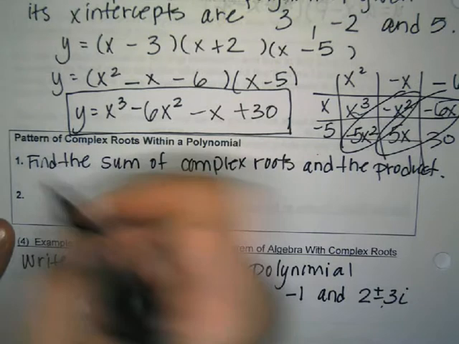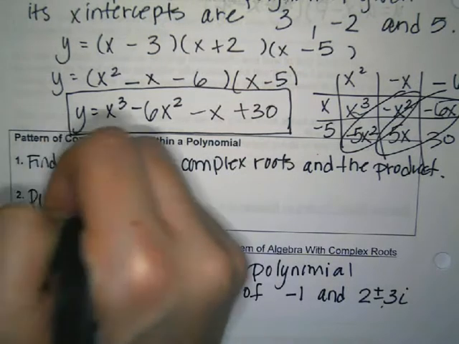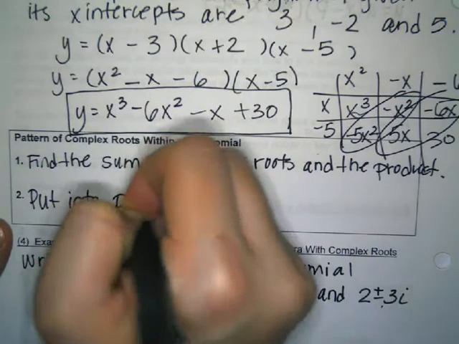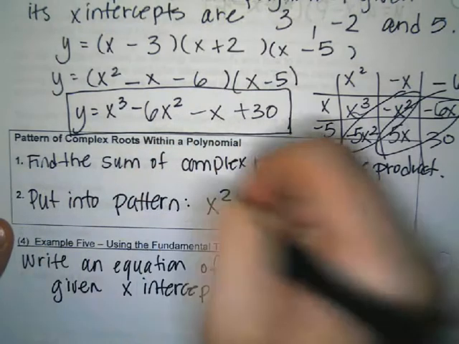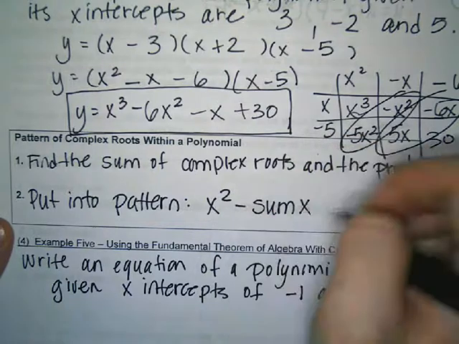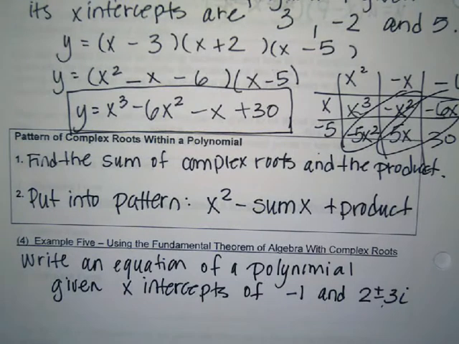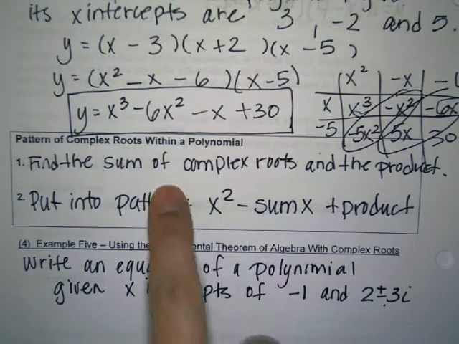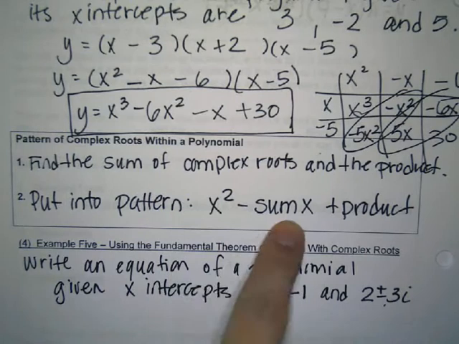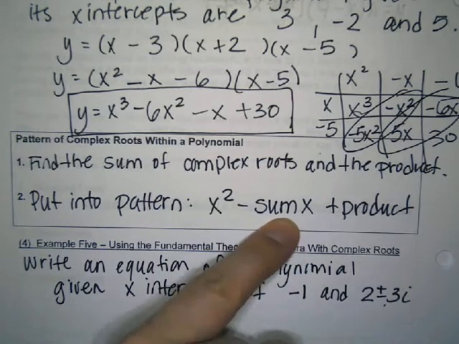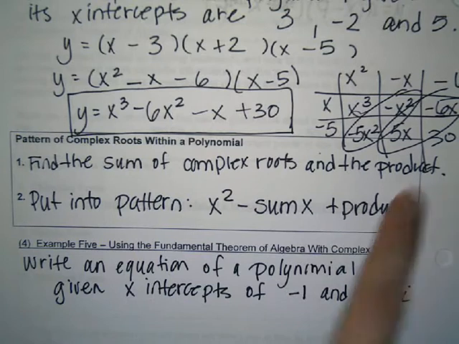The pattern is x squared minus your sum x plus your product. So if you were to FOIL together those messy looking parentheses that we had on the other page, it would always end up, after lots of work, coming to this pattern here. Whatever the sum of the complex numbers are, they get put in that spot. And then whatever the product is, they get put in that spot.